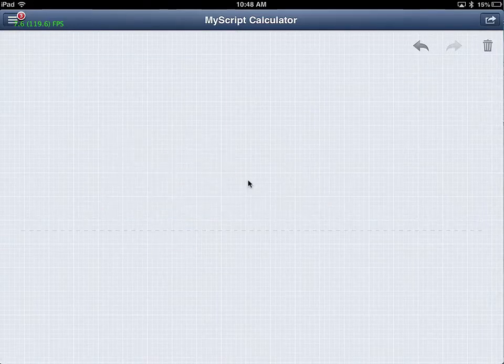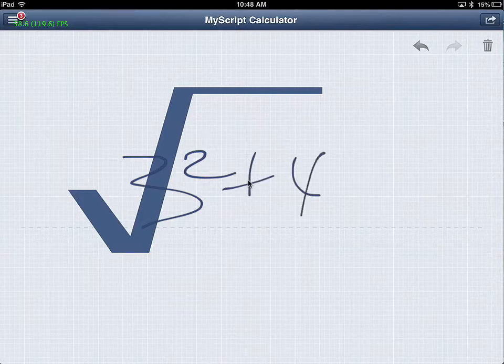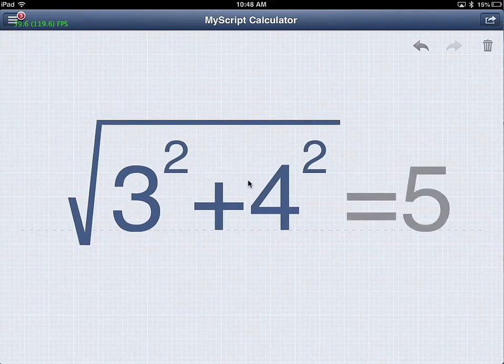Maybe you're doing Pythagorean theorem and you want to do 3 squared plus 4 squared, and so you're calculating using Pythagorean theorem and finding the hypotenuse. Well, it's able again to do that calculation. You'll notice it's pretty forgiving as far as your handwriting is concerned.